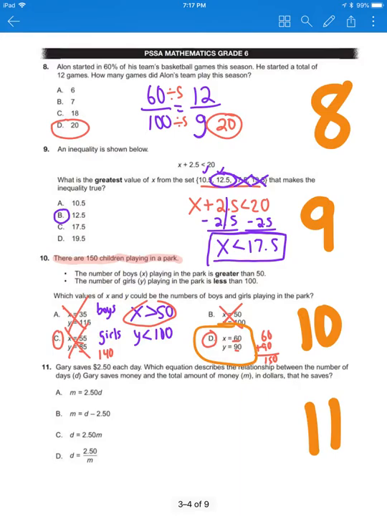All right, next one. Gary saves $2.50 each day. Which equation describes the relationship between the number of days, D, Gary saves money, and the total amount of money, M, in dollars that he saves? All right. So the total amount, M, is what we need to find. Now, we know he saves $2.50 each day. So it's going to be $2.50 times the number of days, which would be A.